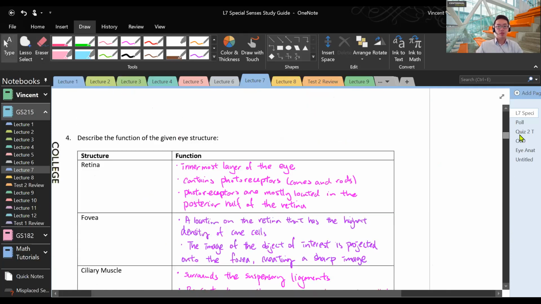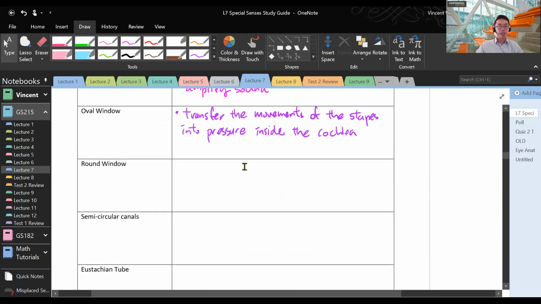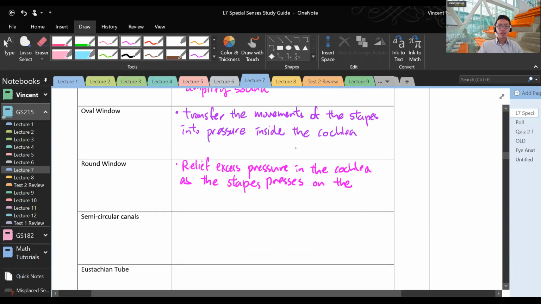That's what the next question is. The next item is the round window. So the purpose of the round window is to relieve excess pressure in the cochlea as the stapes presses on the oval window.